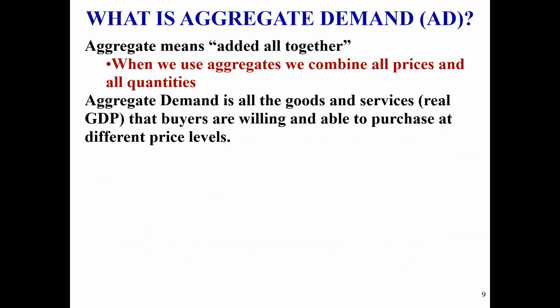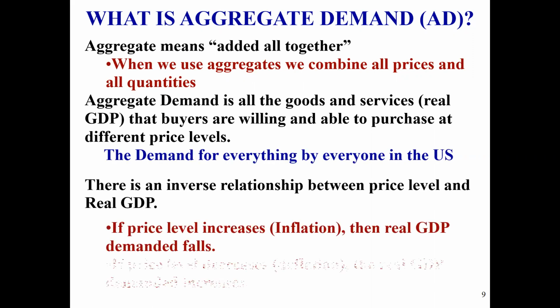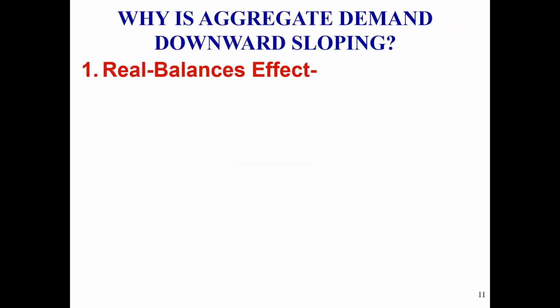Okay. All right. Aggregate demand. Aggregate demand is all goods and services that buyers are willing and able to purchase at different price levels. All goods and services that buyers are willing to purchase at different price levels. I think that's all you need there.